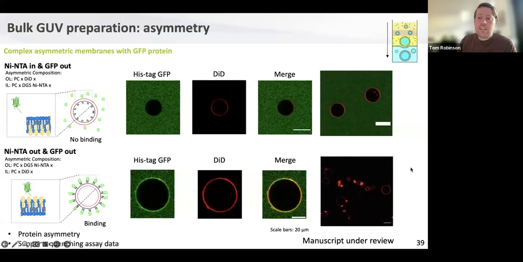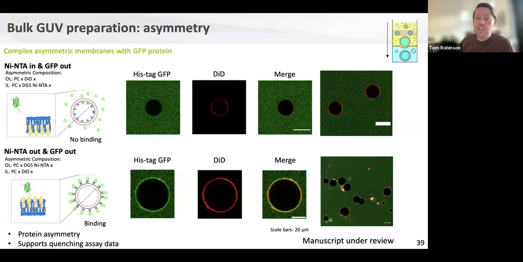So what this shows is basically that we now can have protein asymmetry as well as lipid asymmetry, and it supports the quenching data that we saw afterwards. So it really shows that we don't have any unwanted lipids in either leaflet.